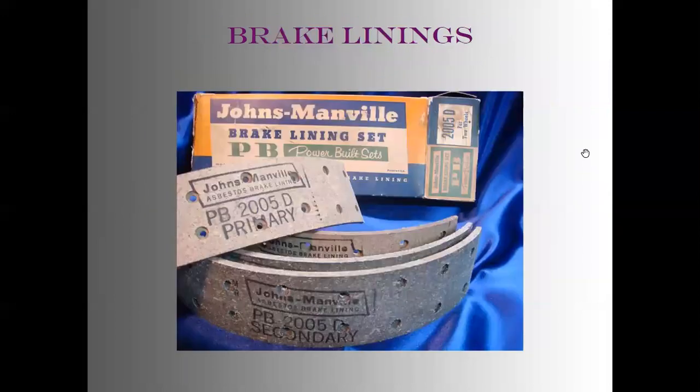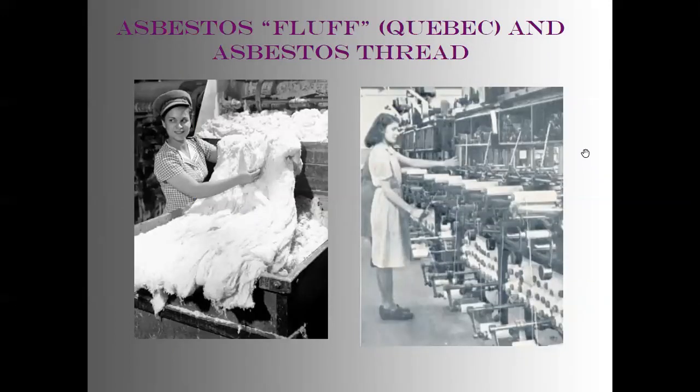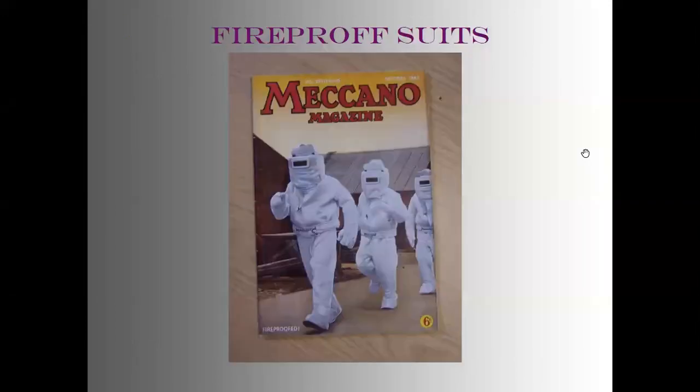Next. Brake linings, obviously very important in the age of transportation. Next. It wasn't only men, it was women who did some of the tasks. There was asbestos fluff and asbestos thread. And when asbestos began to affect the asbestos workers at Manville, some of their wives who washed their work clothes came down with asbestos-related diseases. Next. And that's the prior fireproof suit. I'm not sure what Meccano magazine is, but 1940 something, the asbestos suits. Next.